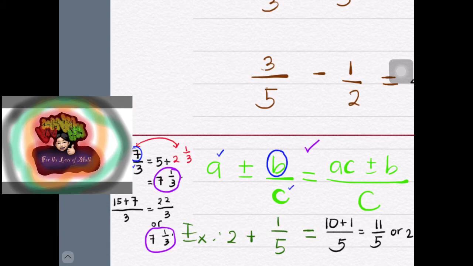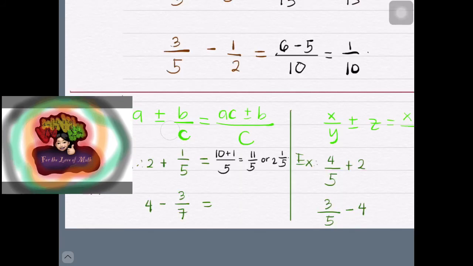So let's continue using this algorithm in answering 4 minus 3/7. So the denominator here will just be the same thing as 7, and we multiply the whole number 4 and the denominator 7, giving us 28. Copy the operation minus as well as the numerator 3, which gives us 25/7 or 3 4/7.